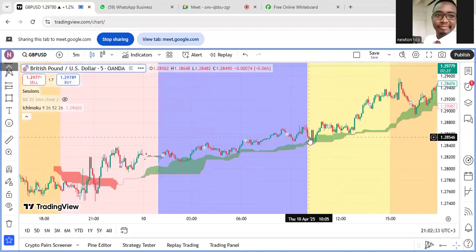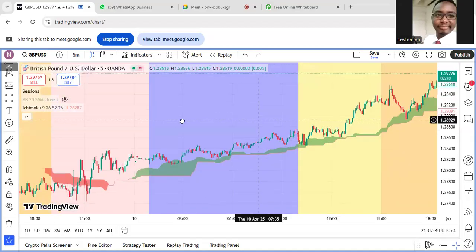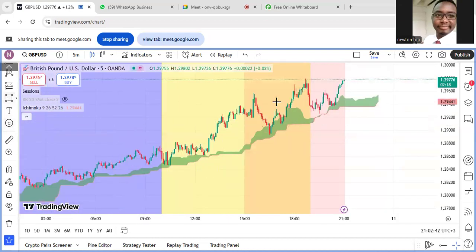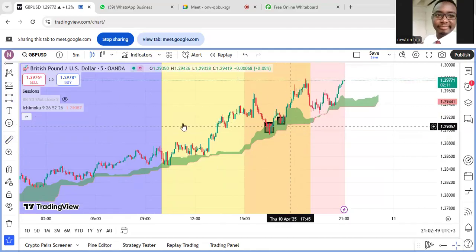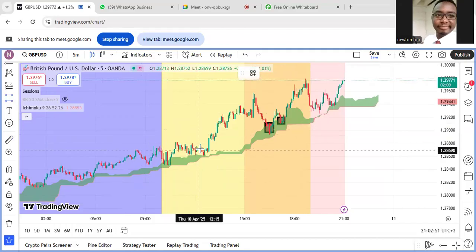So if someone was trading Ichimoku or any other indicator, we also had this kind of bounce off the cloud. Every time the market bounced off the cloud, you buy. The market bounced off the cloud, you buy. You can see.